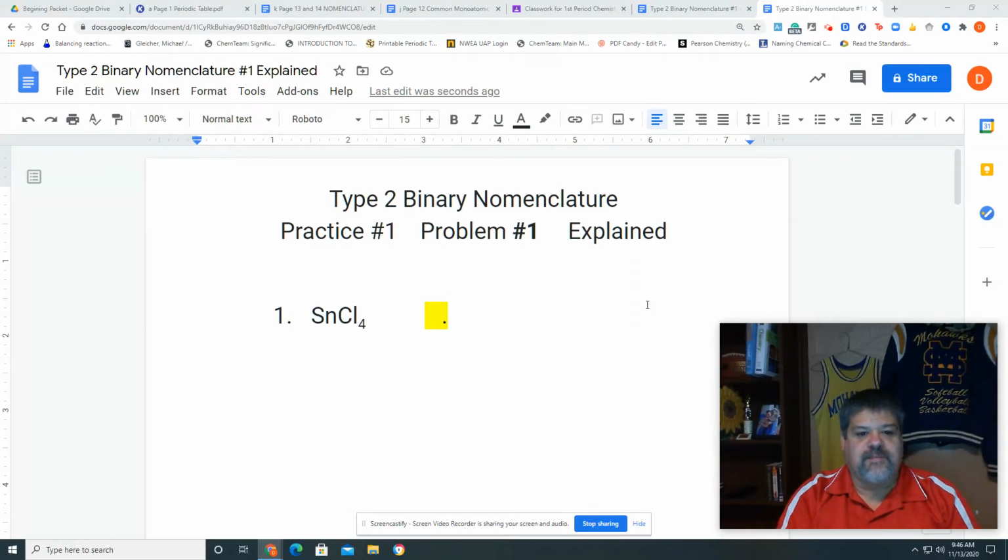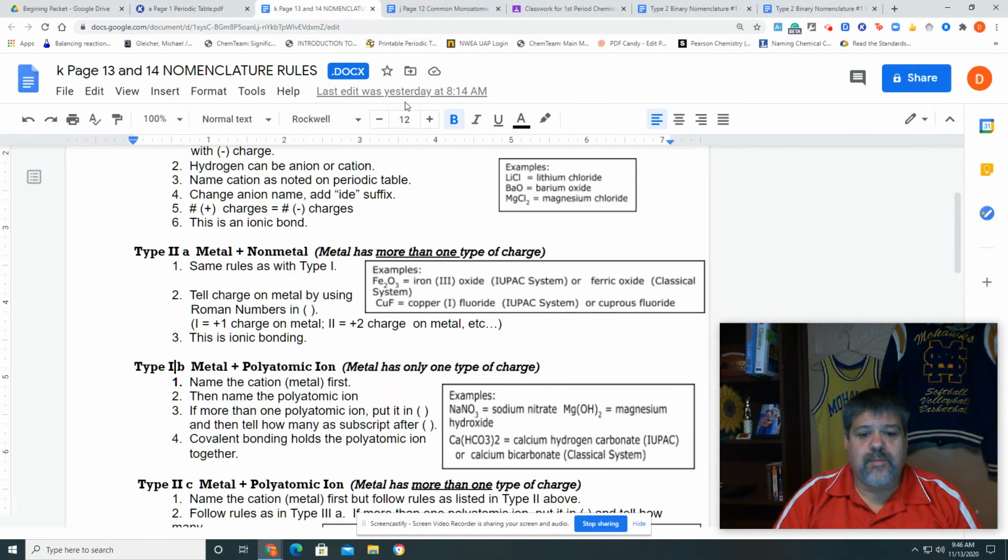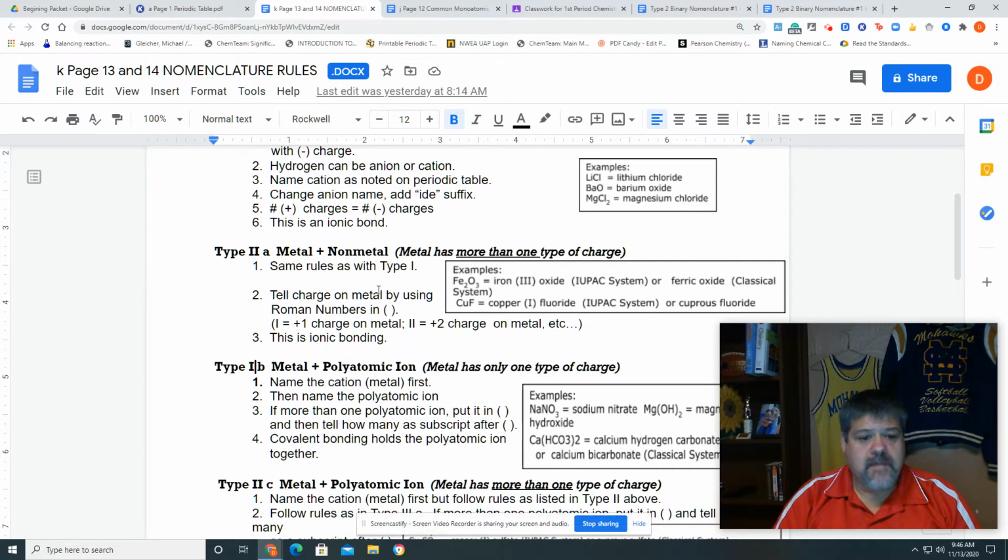Today we're going to go over type 2 binary nomenclature. Now when we go over type 2 binary nomenclature, it's almost the same as type 1, okay? But there are some slight differences. If we pull up the rules from our packet and we put them up right here, we can see that type 2, we have a metal and a non-metal. We use the same rules as type 1. We tell the charge of the metal by using Roman numerals, though. Okay, but we don't know what the charge of the metal is, so we have to calculate that out. It is ionic, so we're going to have positive and negative charges.